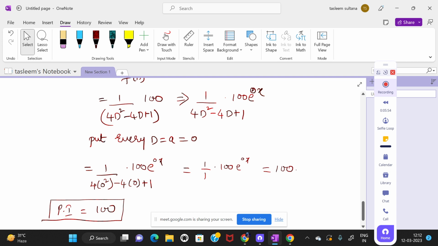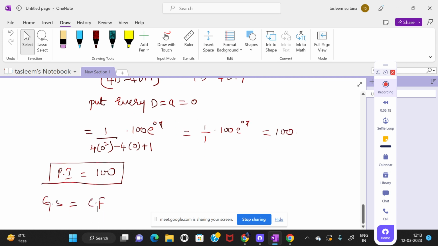Suppose here it's completely D there, like 4D cube minus 4D plus D. In that case it's going to be a different answer. So you cannot write simply PI is equal to Q of x, because due to this one number here we are getting 100. In other cases it will differ. Don't do that, you will lose marks.